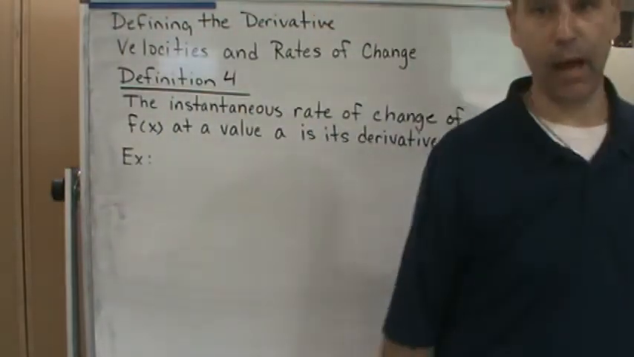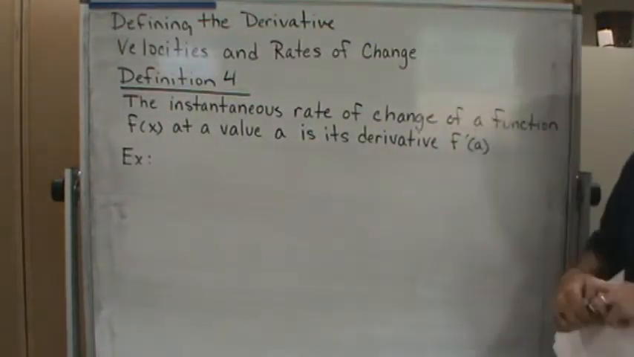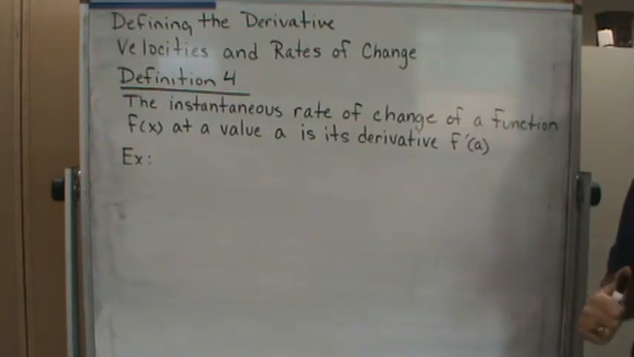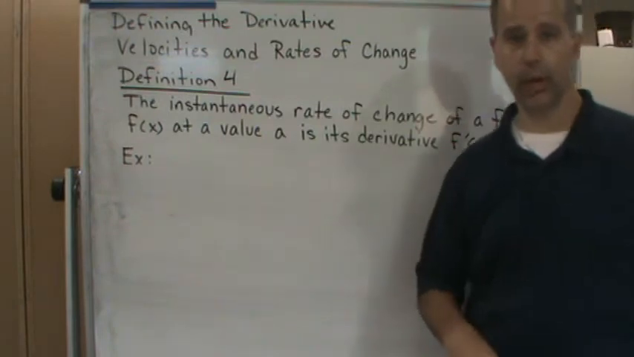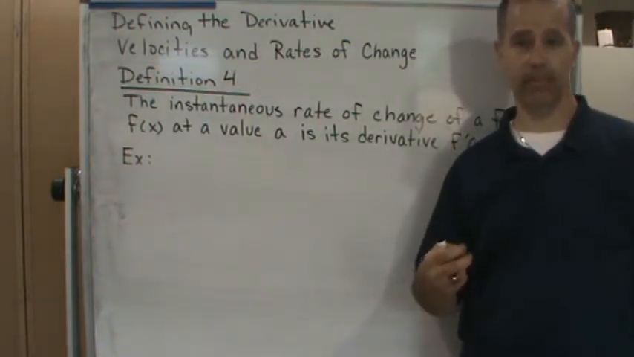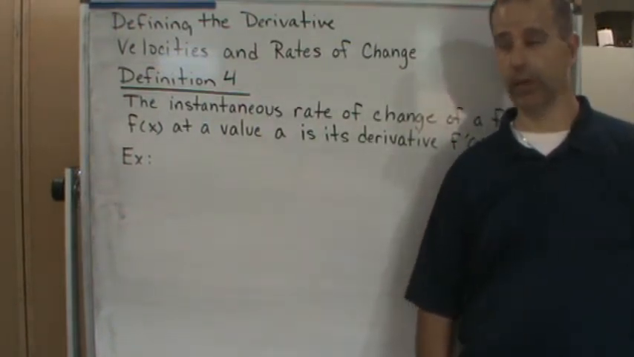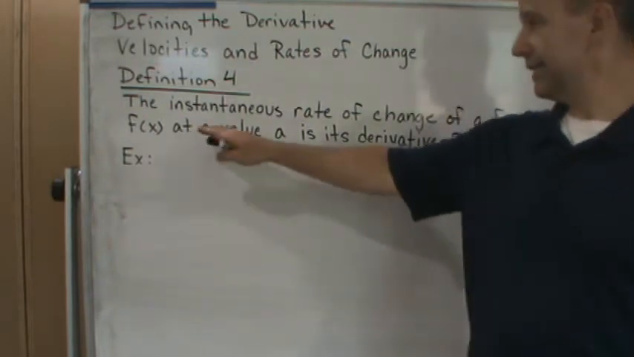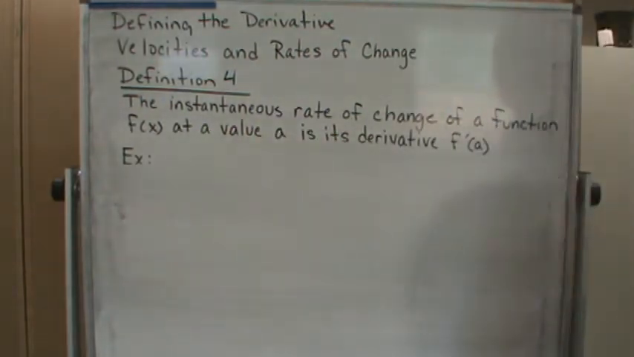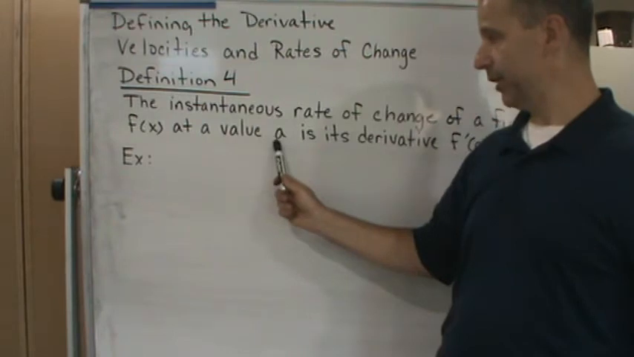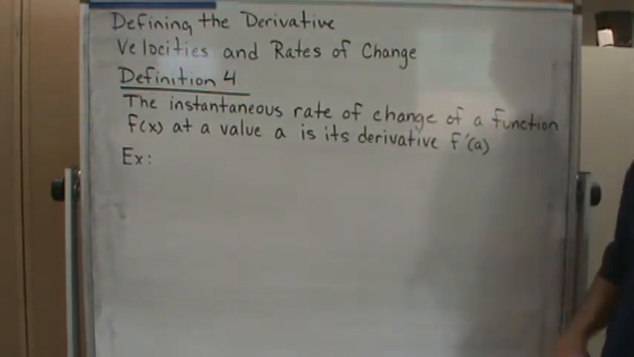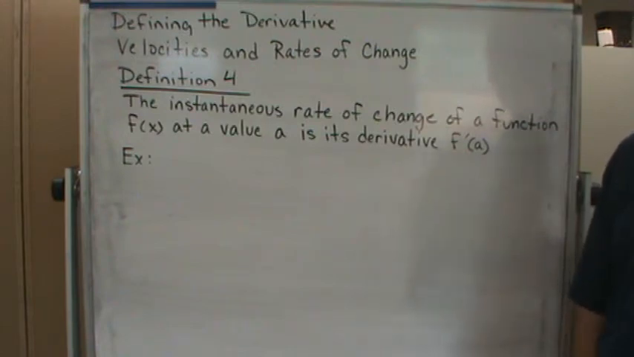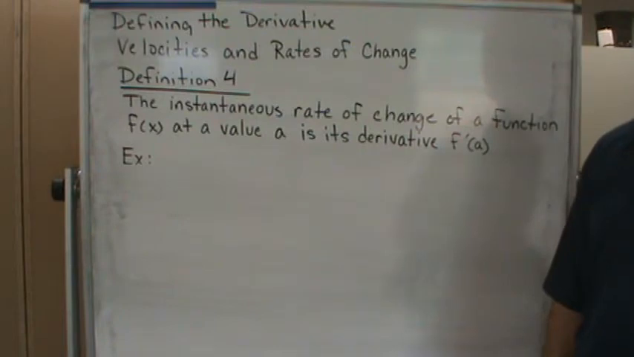Okay, welcome back. Now we're going to introduce another definition, the definition of instantaneous rate of change, because we can apply this to many different situations. The instantaneous rate of change of a function f of x at a value a is the derivative f prime of a. Very simple, straightforward. That is the definition of instantaneous rate of change.